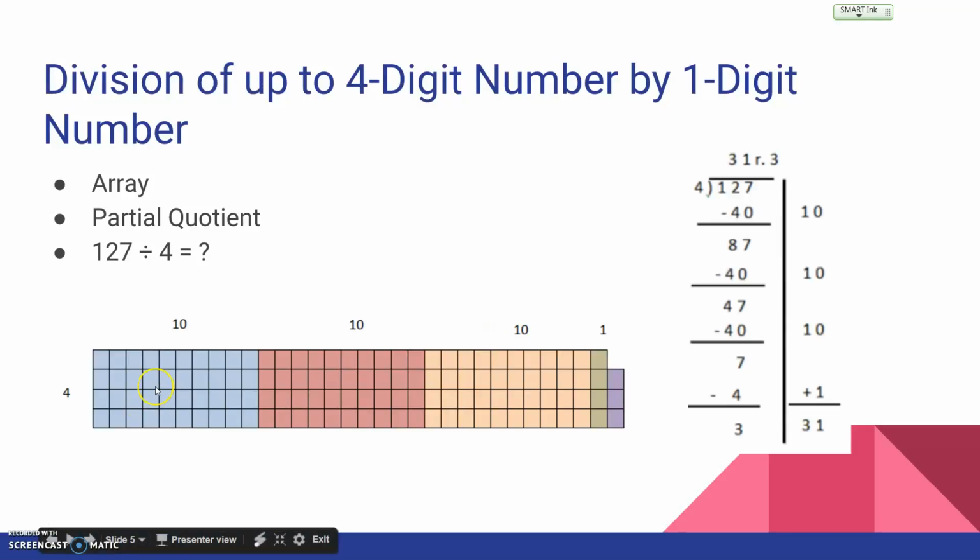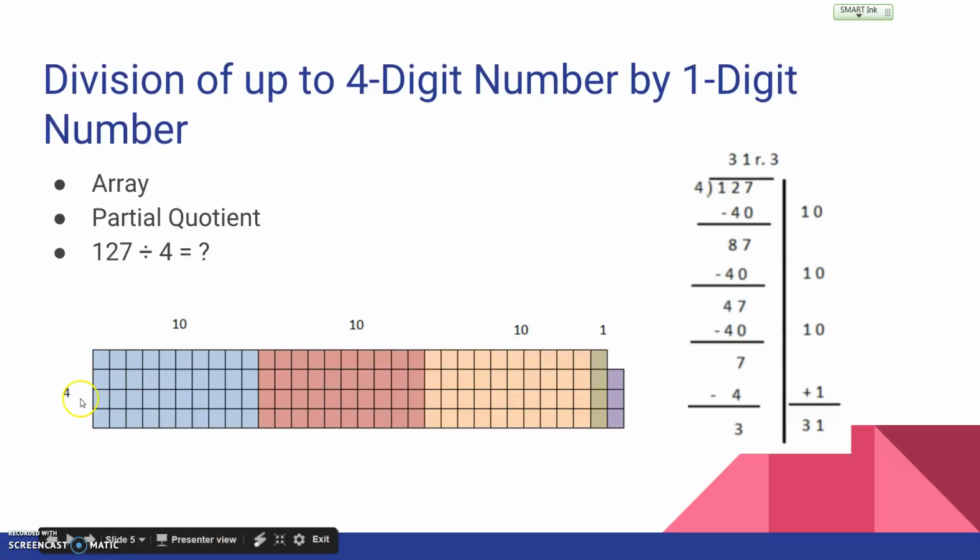Here's an array, which is similar to the area model, but now if we say we're making a group of 80 or a group of 40, there are actually 40 different spaces inside here. So 127 divided by 4. How many groups of 4 can I make out of 127?